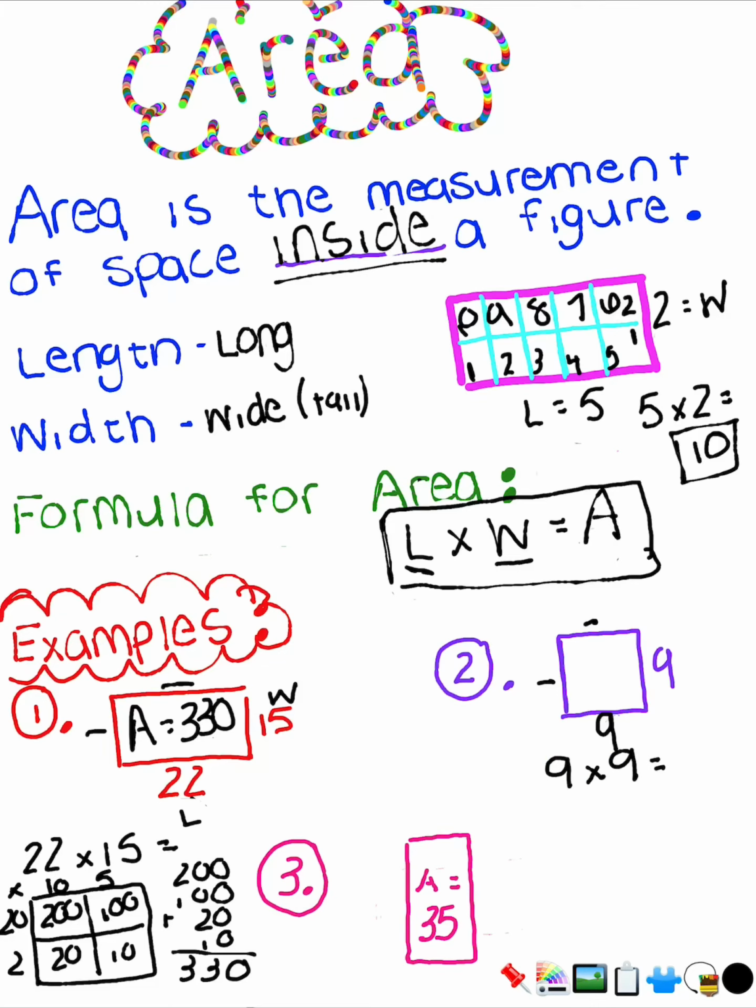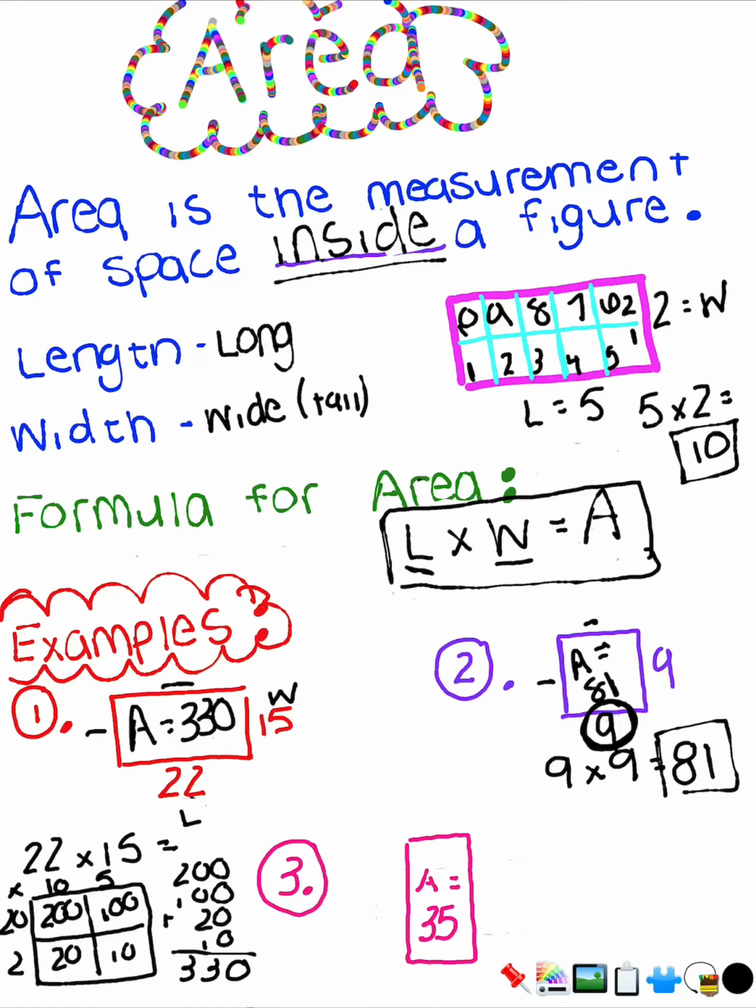Now this is just basic fact knowledge. I know you guys should know your 9 facts. So what is 9 times 9? 81. So our area for this square is 81. So on this question, they didn't give us the length of the square. They only gave us the width. So we had to know that a square has all equal sides, so we knew what this side would be, because you're always going to multiply the length times the width.